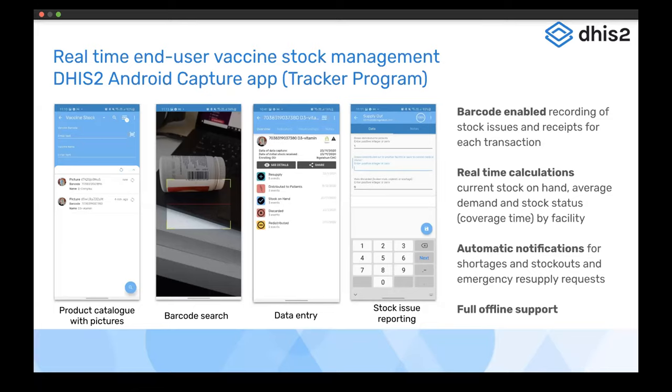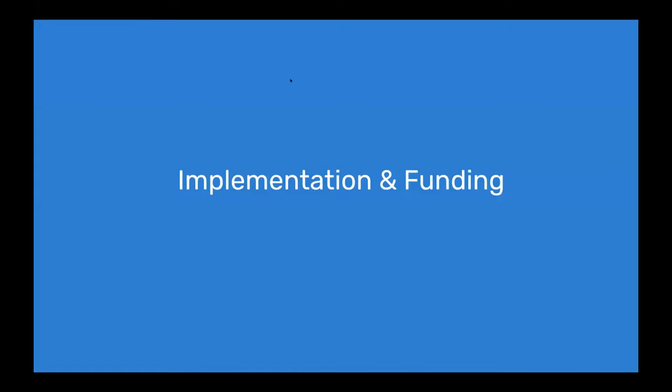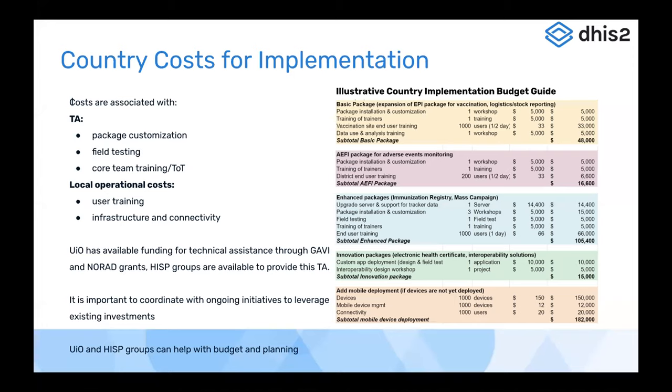Okay, then I will say a few words about implementation and funding of these packages. You can go to the next slide, please. I see there are several questions here in the chat on how to implement this and if this is available to everyone. So DHIS2 and the associated modules and packages are free and open source to countries. However, it requires some costs for different activities to make it operational.